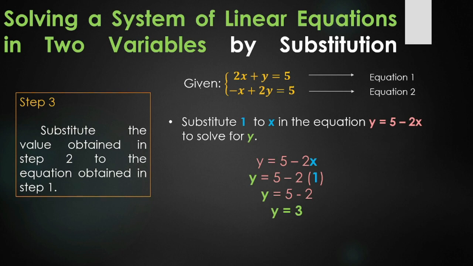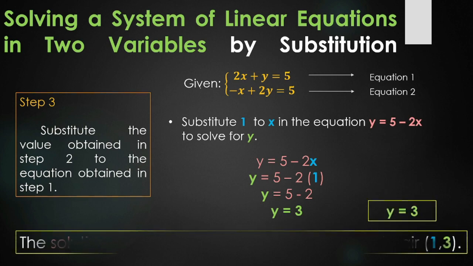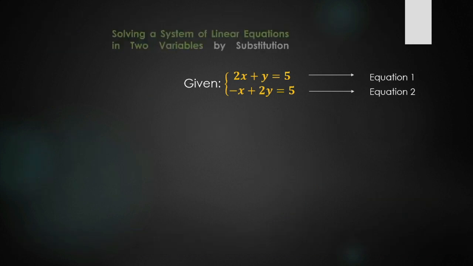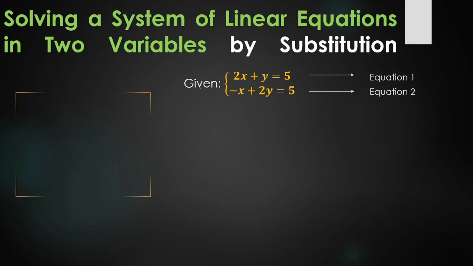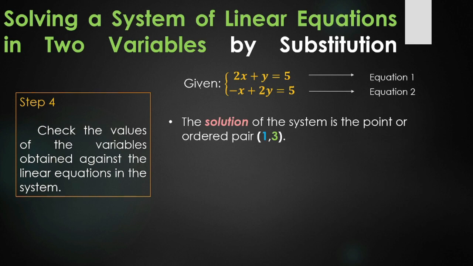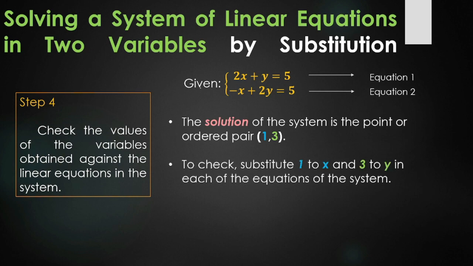Now that we have already the value for x, which is 1, and the value for y, which is 3, we already have the solution for the system. So the solution of the system is the point or the ordered pair (1, 3). Now for the last step, and this step is optional, meaning you may not perform this. This is just for checking. So for step 4, check the values of the variables obtained against the linear equations in the system. So again, the solution of the system is the ordered pair (1, 3). To check, substitute 1 to x and 3 to y in each of the equations of the system.